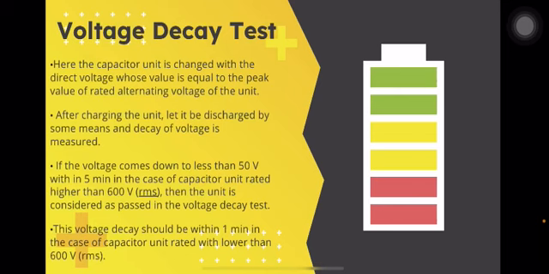Second is the voltage decay test. Here in this test, the capacitor unit is charged with the direct voltage whose value is equal to the peak value of the rated alternating voltage of the unit. After the charging is done, it can be discharged by some means and the decay of the voltage is measured. If the voltage comes down to less than 50 volts within 5 minutes, in the case of a capacitor unit rated higher than 600 volts, then the unit is considered as passed in the voltage decay test. This voltage decay should be within 1 minute in the case of a capacitor unit rated lower than 600 volts.